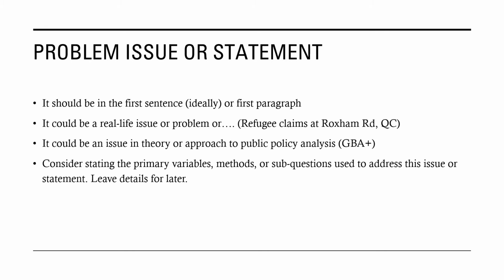The problem, issue, or statement. Your problem, issue, or statement should be in the first sentence, ideally, or the first paragraph of your research proposal. It could be a real-life issue or problem. For example, refugee claims have been spiking over the past few years at Roxham Road, Quebec, and your paper is going to resolve how to answer that. It could also be an issue in theory or an approach to public policy analysis. For example, you could offer advice on the advancement of gender-based analysis in Canada and the federal government.